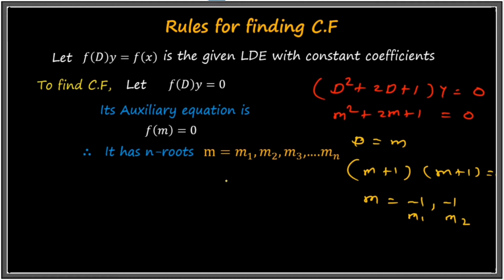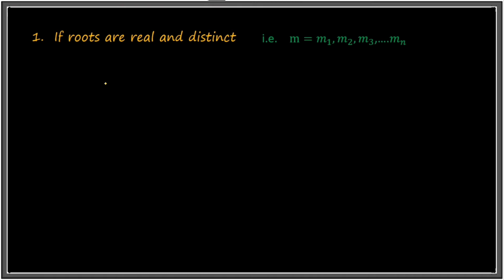So next we see, if the roots are real and distinct, or we can say they are different. Suppose the roots are m equals m1, m2, m3 up to mn. Then the CF equals c1 e raised to power m1x, that is the first root. Then c2 e raised to power m2x, that is the second root.